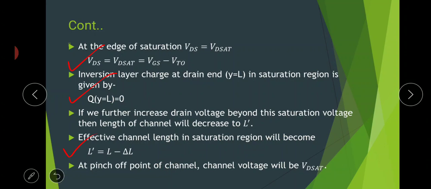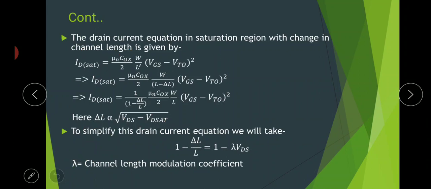Here L dash equals L minus delta L, where delta L is the length of the channel segment with charge density Q of y equal to 0. Hence, the pinch off point moves from the drain end of the channel towards the source with increasing drain to source voltage, and the channel voltage at the pinch off point remains equal to VDSAT. So the gradual channel approximation is valid in the remaining channel region.